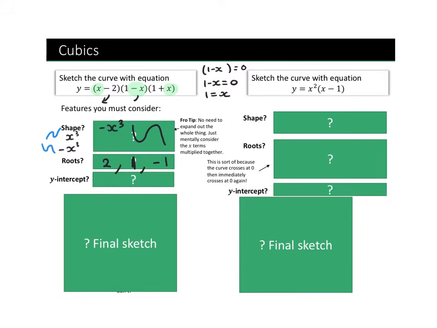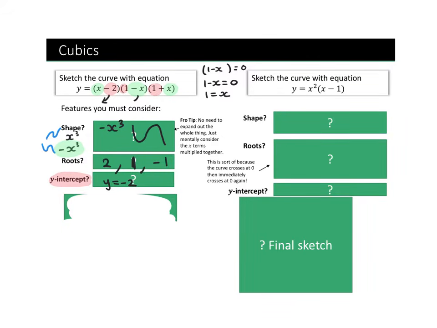Now, the shape we did by multiplying to get x cubed. My y-intercept is nice and easy. I'm going to do minus 2 times 1 times 1, which gives me minus 2. So my y-intercept is minus 2. Y equals minus 2. So my final sketch, the moment we've all been waiting for, which is my favourite part. Let me just colour this in white so we've got a nice sketch going on.